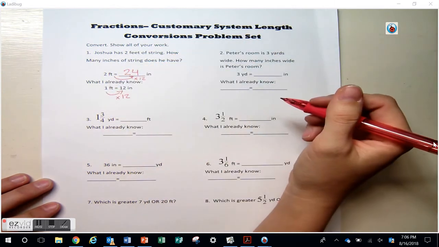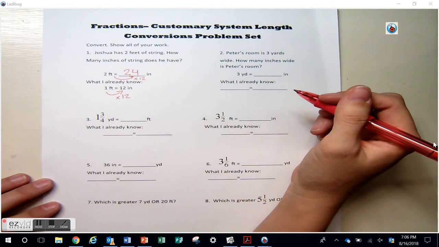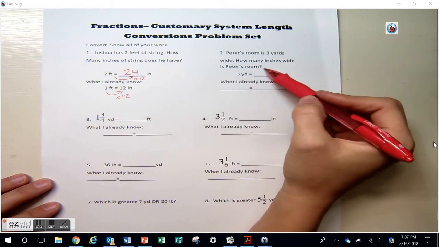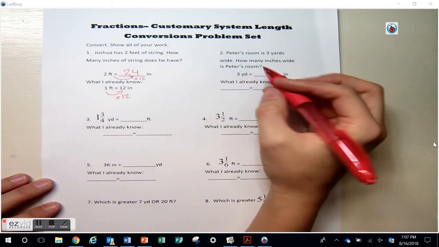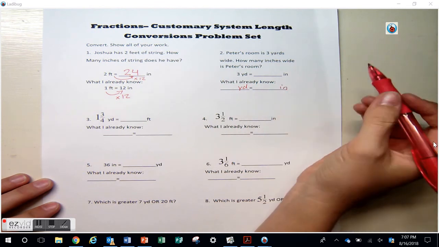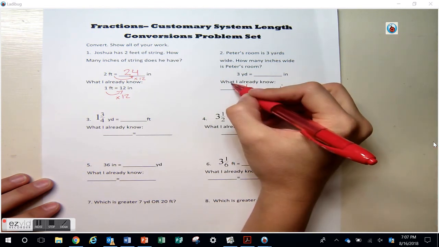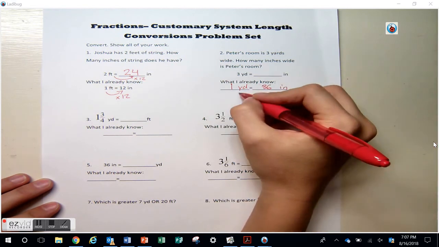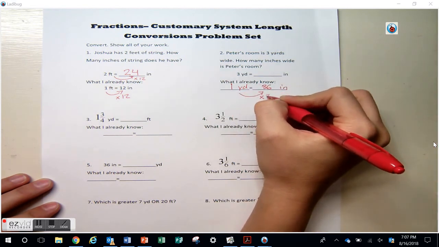He has 24 inches of string. Peter's room is 3 yards wide. How many inches wide is Peter's room? Yards on the left, inches on the right. What do I know about yards and inches? I know 1 yard equals 36 inches. To go from yards to inches, I multiply by 36.